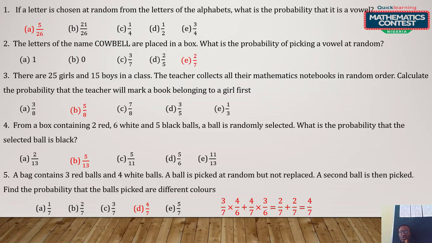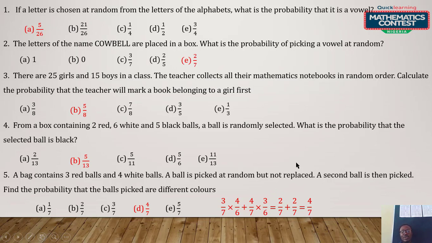So if that is the case, it will be 3/7 and 4/6. That is the first statement. But the question says of different colors. So if the pattern is not red before white, then it will be white before red. So I have to go back again. Or it will be white before red: white 4/7 times and 3/6.